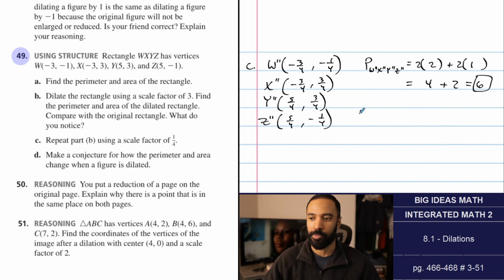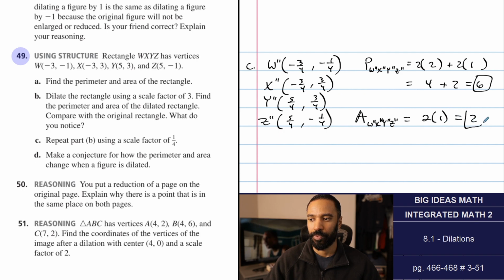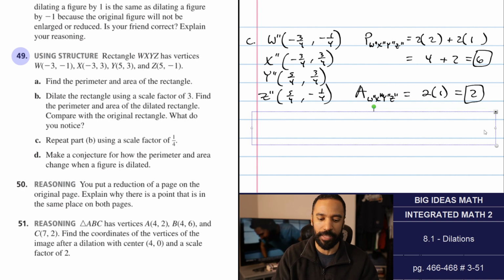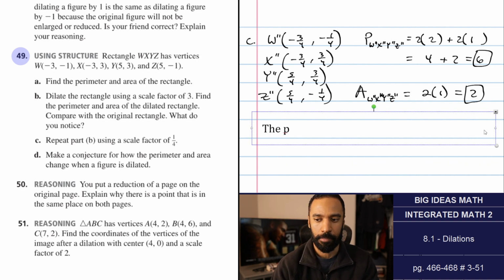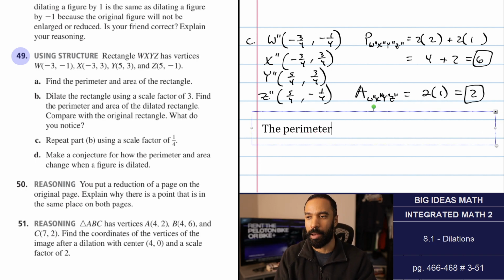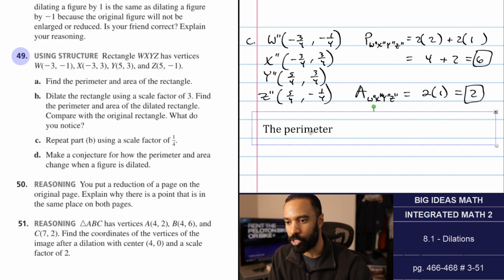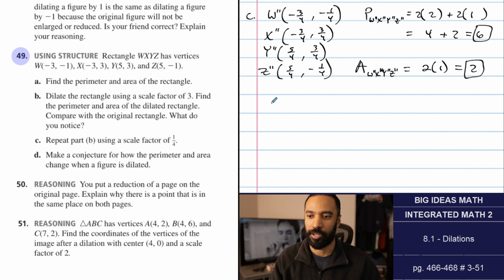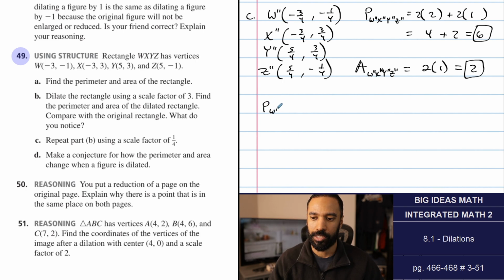And the area of WXYZ double prime is going to be the 2 by 1, which is 2. So once again, not the same. This time I'm just going to say they're not the same, and I'm going to repeat the conjectures from before. The perimeter is the same as the scale factor. Excuse me, I'm not done. Let me actually write out how they are comparing. So the perimeter compared to the original perimeter. The perimeter of the new W double prime, X double prime, Y double prime, Z double prime.